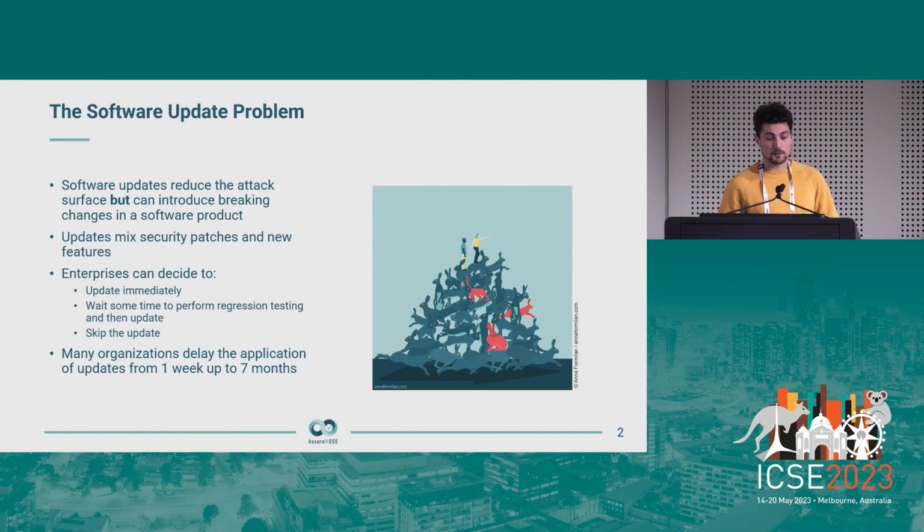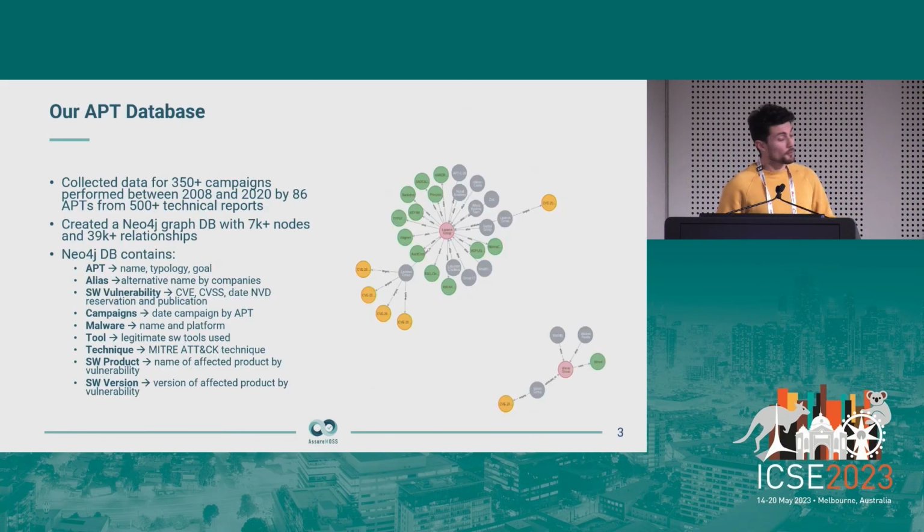So we started looking into how software updates work and whether software updates are actually helpful. The first problem we found is that we lack data about the APTs and their attacks. So we first tried to get a global view of the APT ecosystem, and we collected data about more than 350 campaigns over more than 10 years, including when each campaign happened, which software vulnerability was exploited, which software was affected, as well as other information.